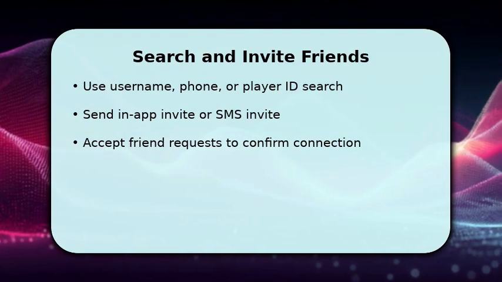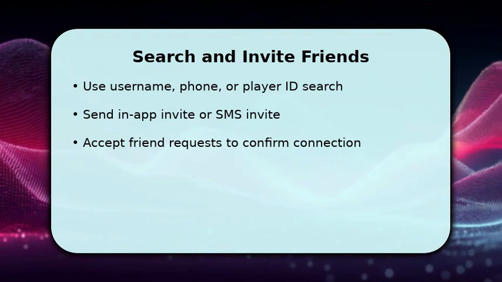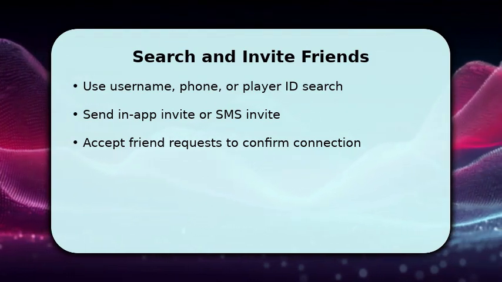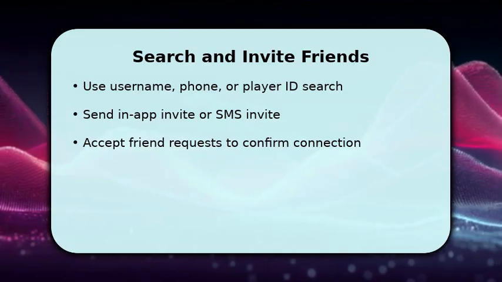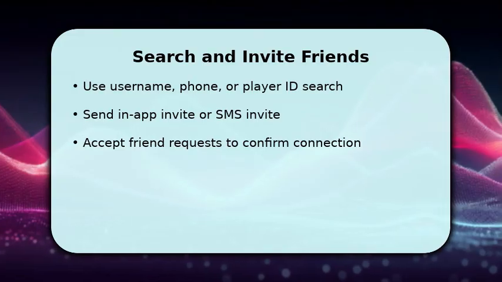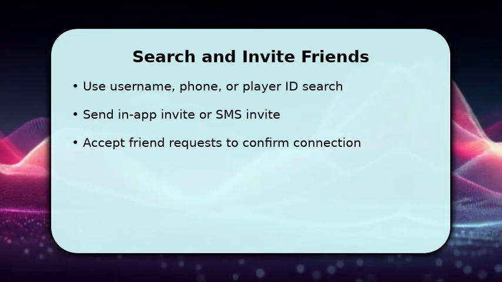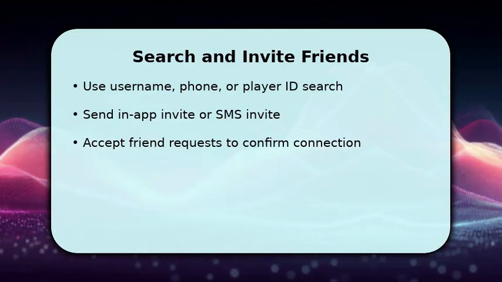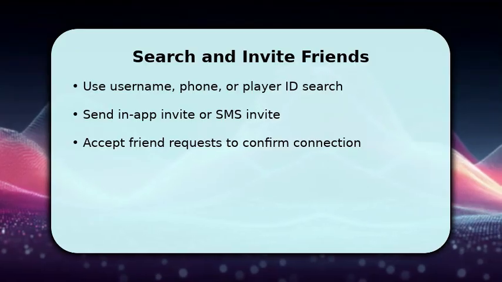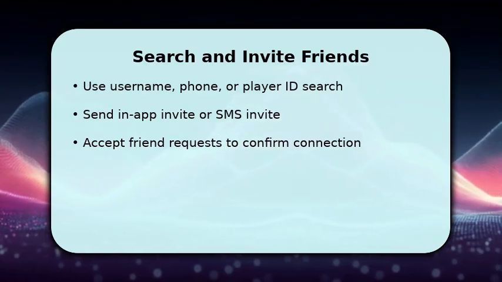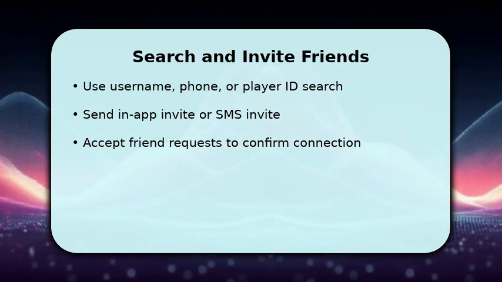You'll now search for your friend using their username, phone number, or player ID. Type it into the search bar and press enter. If they appear, tap Add or Invite and choose in-app invite for instant notification, or SMS if they aren't on the platform yet. Once they accept, you appear on each other's lists. If they don't respond, follow up with a message. Make sure to check pending requests so no invitation slips through unnoticed.